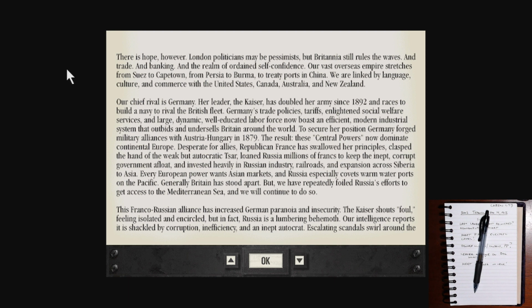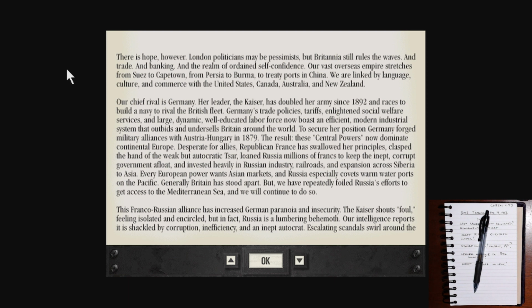Generally, Britain has stood apart. But we have repeatedly foiled Russia's efforts to get access to the Mediterranean Sea, and we will continue to do so. This Franco-Russian alliance has increased German paranoia and insecurity. The Kaiser shouts foul, feeling isolated and encircled, but in fact, Russia is a lumbering behemoth. Our intelligence reports it is shackled by corruption, inefficiency, and an inept autocrat.